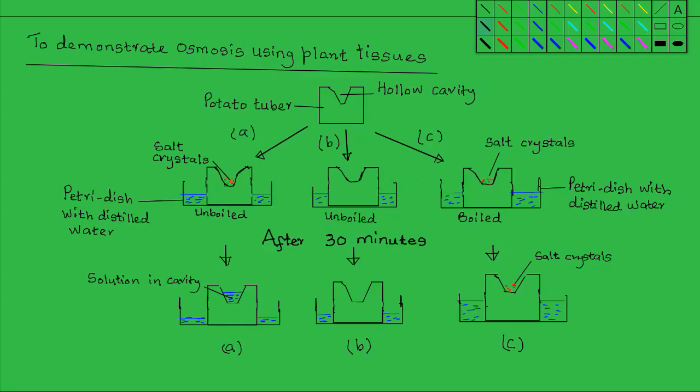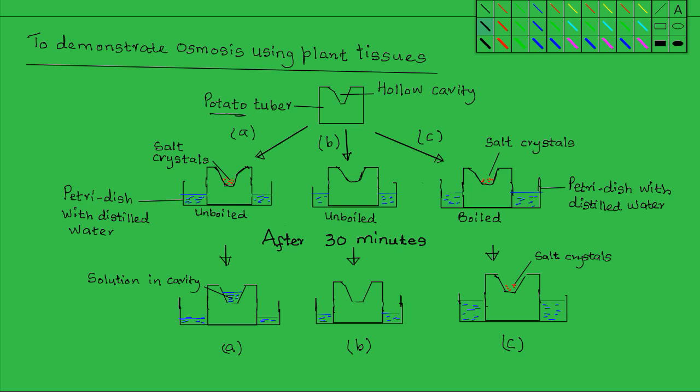Hello and welcome. In this lesson, we're going to look at water relations in plant cells and specifically to demonstrate osmosis using plant tissues. Now, the plant tissue that we are going to use is derived from the potato tuber. This is an Irish potato tuber, which is basically a storage organ found in this particular plant.